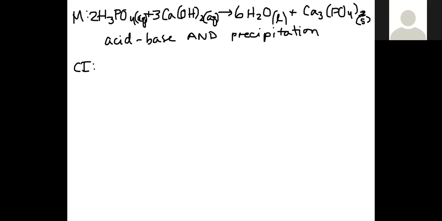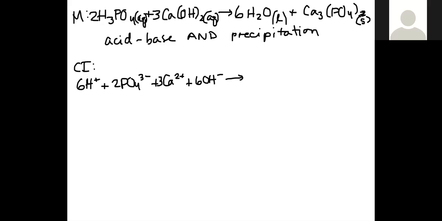Now, how many H pluses do we have in our complete ionic? 6. Because we take that 3 out, multiply it by the 2. How many PO4 3 minuses do we have? 2. How many calciums do we have? 3. 3 Ca2 plus. How many OHs? 6 OH minus.